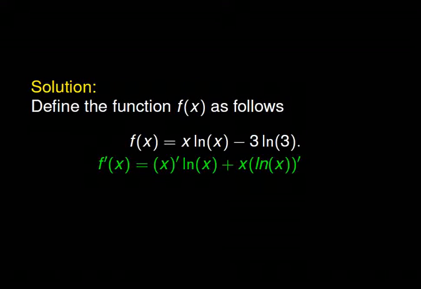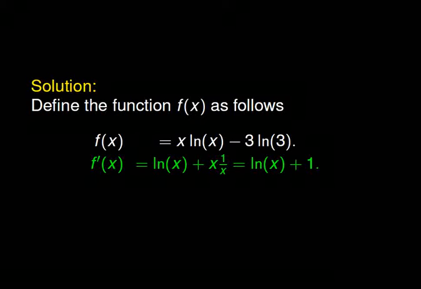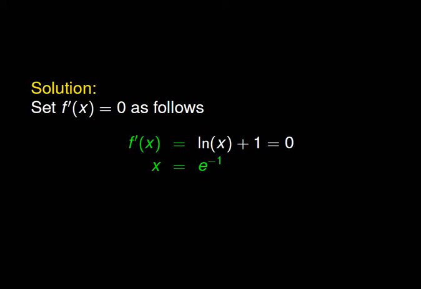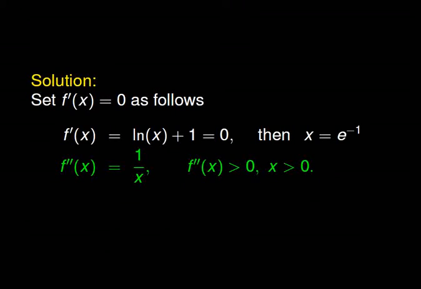f prime of x equals the derivative of x times log of x plus x times the derivative of log of x. Therefore f prime of x is log of x plus 1. We set the derivative of f equal to 0 to find the critical points. So f has only one extremum: f attains its minimum at x equals e to the power -1. This is because its second derivative f double prime is equal to 1 over x, which is always positive for x positive. Therefore f is decreasing from 0 to e to the -1 and increasing from e to the -1 to infinity.